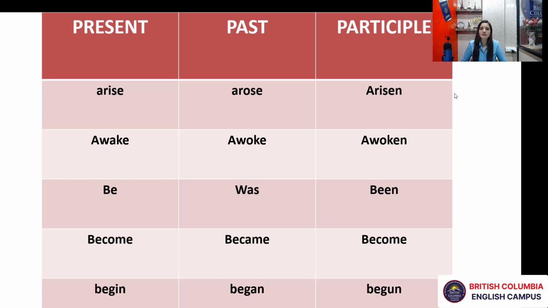For example, the first verb we have is arise. The word is arise. The sun arises in the east. And the past is arose. So the sun arose in the east. And then we have the participle, in which we can create a sentence like the sun had arisen in the east.